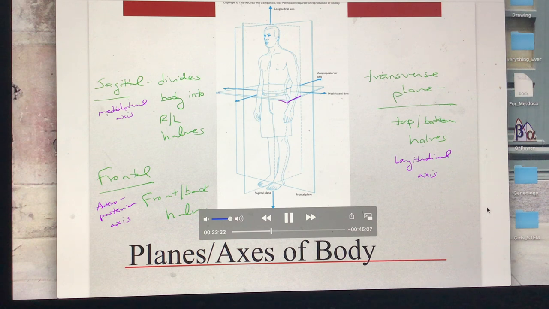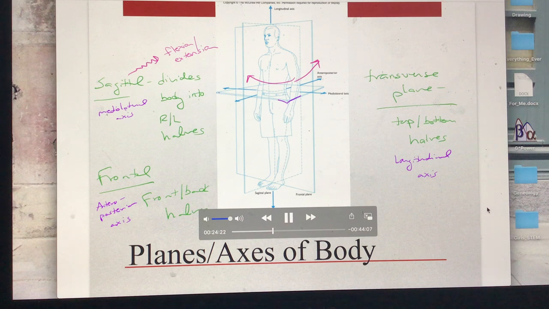So on your notes there, what joint motions occur in each plane? This might be a little bit more theoretical, but I'm going to try and explain it as best I can. In general, when we think about the sagittal plane, the motions of flexion and extension occur in the sagittal plane. Think about shoulder flexion and extension. Shoulder flexion is to bring your arm forward. So raising your arm forward, that's shoulder flexion. And then shoulder extension is moving your arm back behind you.